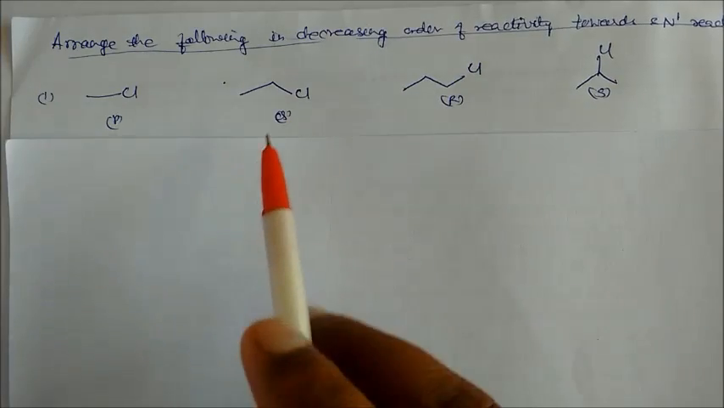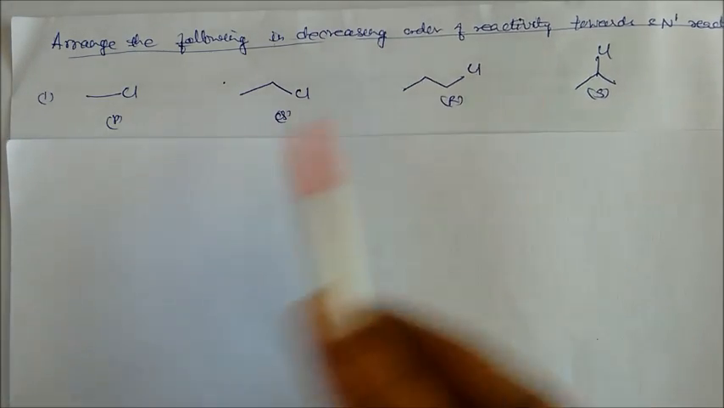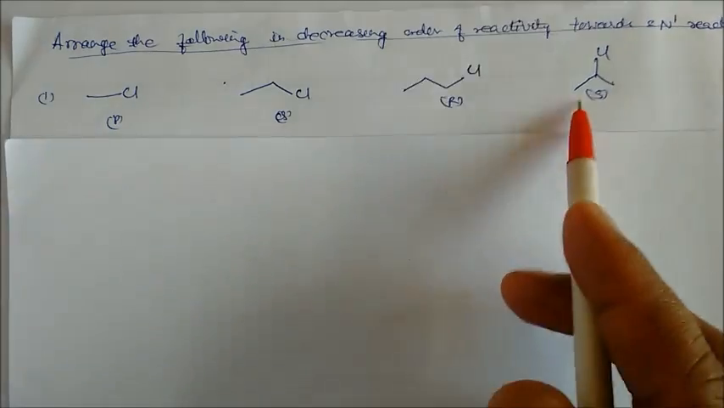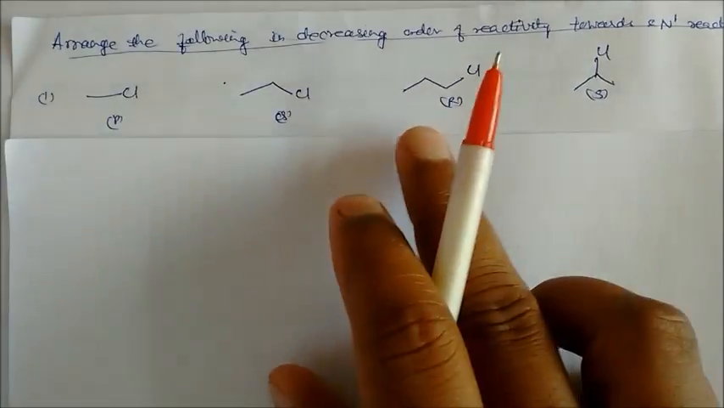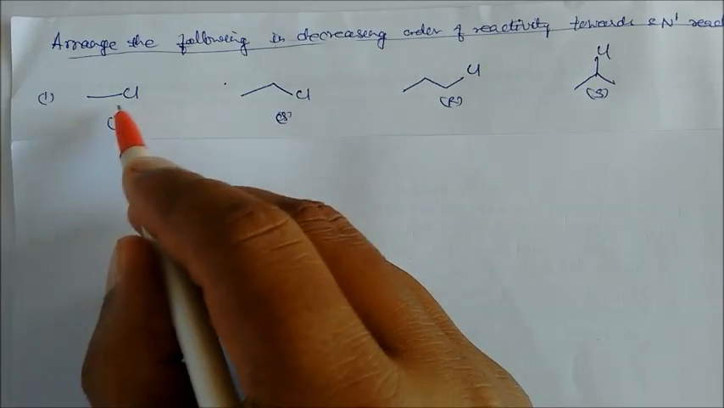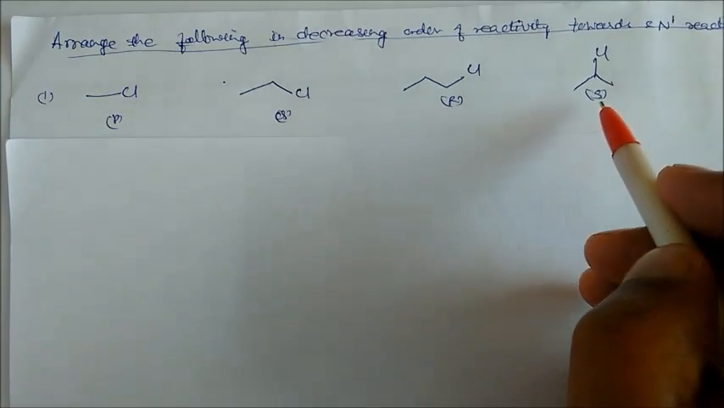So let us solve the problem of SN1 reaction in the decreasing order of reactivity. So this is the question: Cl, P, Q, R and S. Here you can see in this question, this is a primary alkyl halide, this is also a primary alkyl halide, and this is also primary, this is secondary.